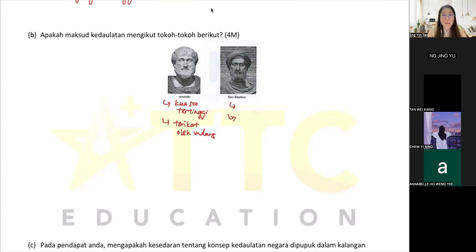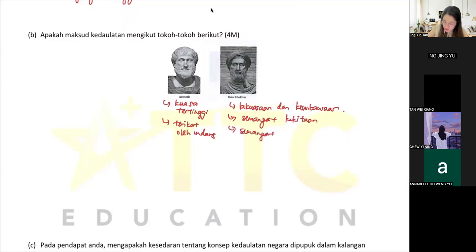Now, Ibn Khaldun? Ibn Khaldun also referring to power. But how did they describe the power? Kekuasaan and kewibawaan, right? Kekuasaan dan kewibawaan. And then remember, Ibn Khaldun is something related to Islam. So you can say, yes, he mentioned we need to unite together as one. How do we unite together as one? Really?